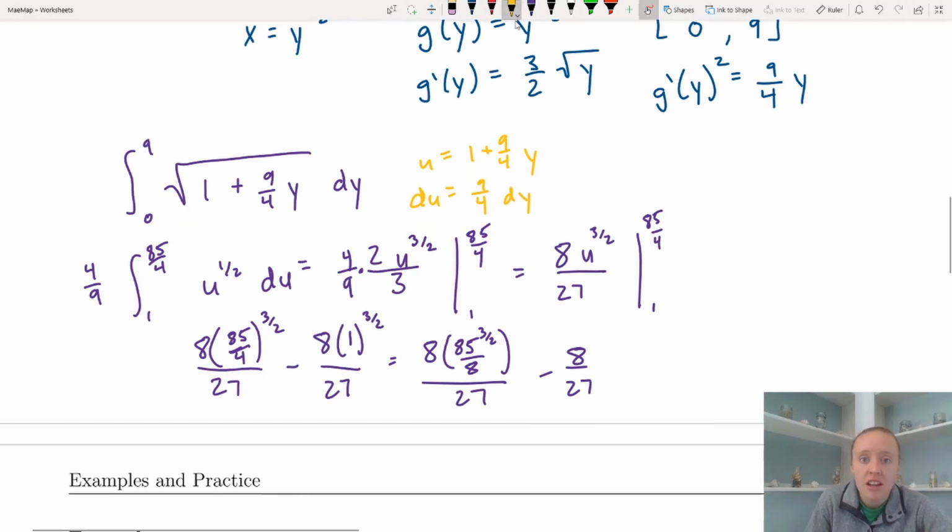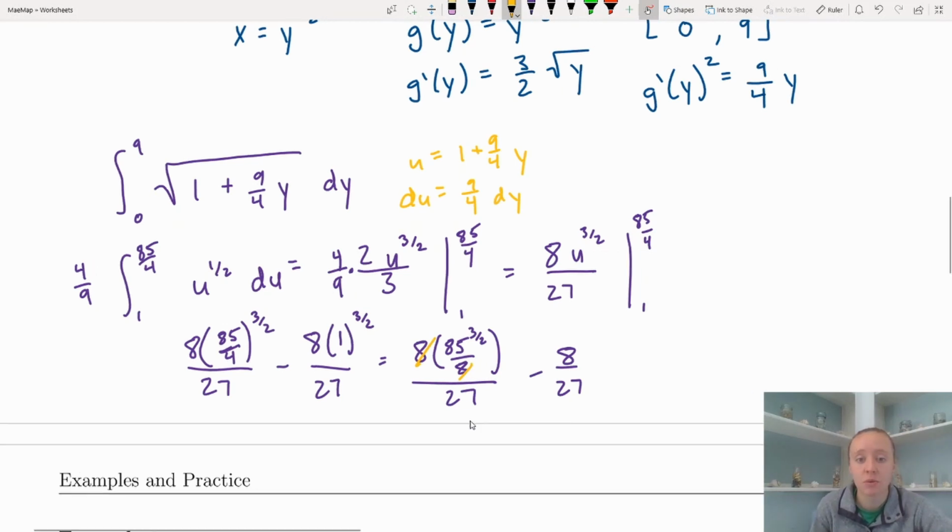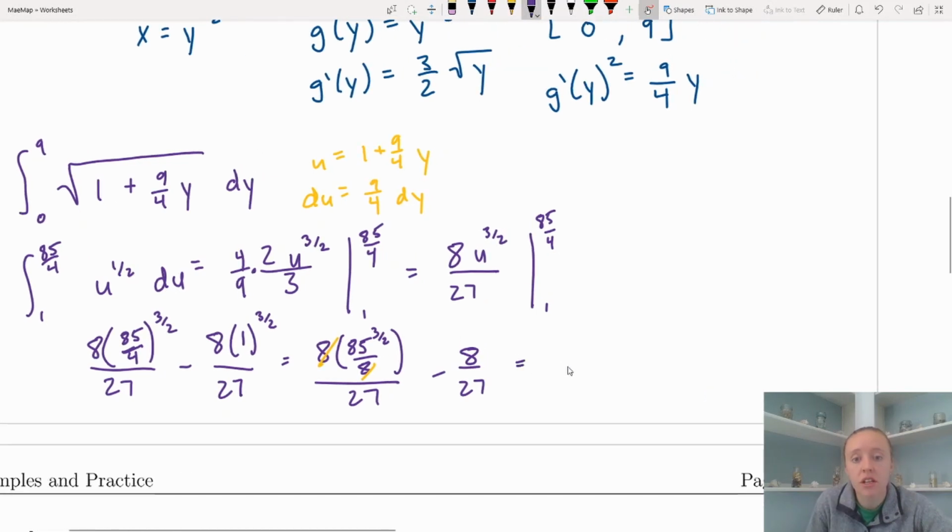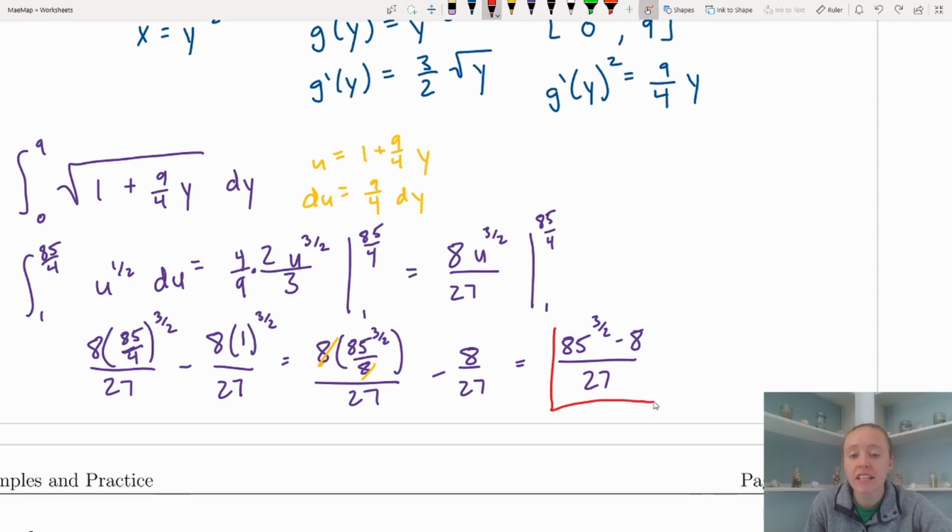Now you can see that my 8 divided by 8 will cancel out to equal 1. So I have 85 to the 3/2 over 27 minus 8/27. So this is going to be 85 to the 3/2 minus 8 all over 27. Now, I wouldn't expect you to be able to simplify this down any further without a calculator, so I'll leave this as is.